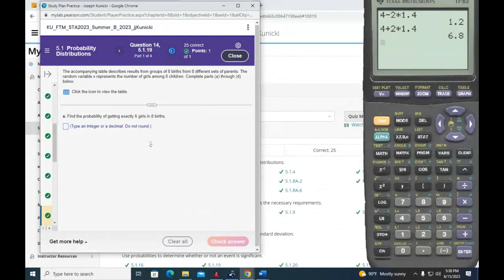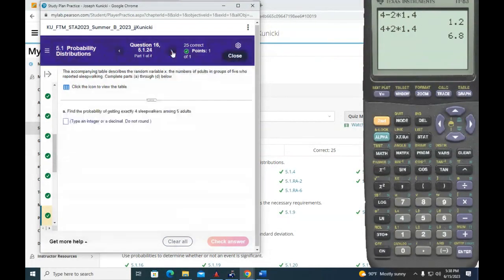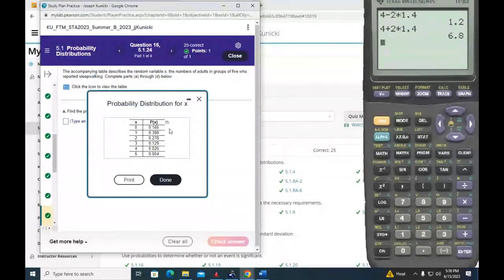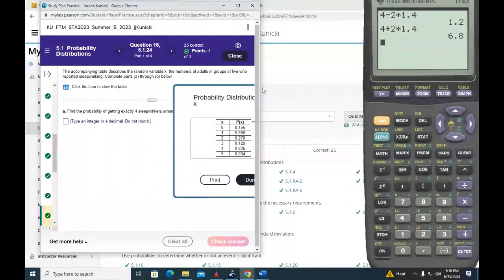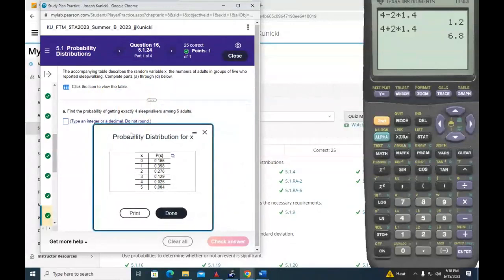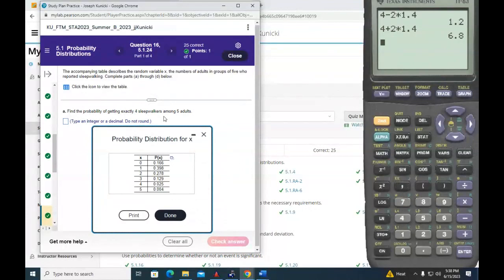24. The table describes the random variable X, number of adults in groups of 5 who reported sleepwalking. So we could put this in StatCrunch, or we could just answer the questions based on the table. Find the probability of getting exactly 4 sleepers among 5 adults. Well, there it is, 0.025. Let's just use the table.